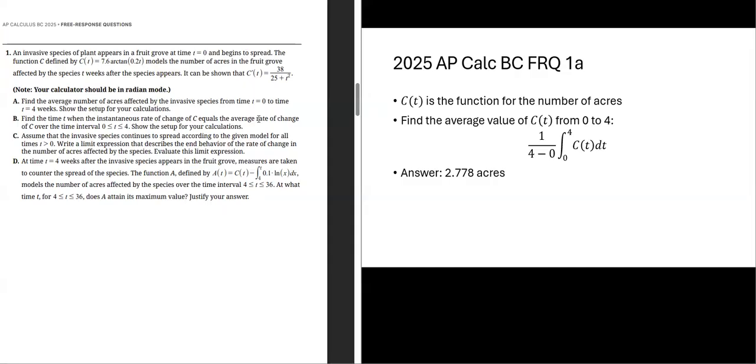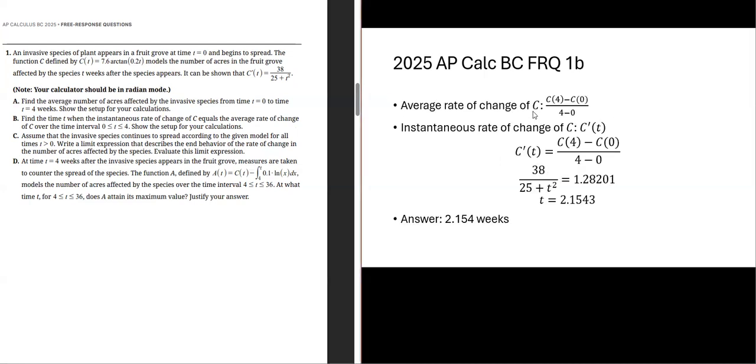Remember, even before you learned derivatives, you probably learned how to find average rate of change. That's just the slope between the 2 points, okay? So average rate of change is C of 4 minus C of 0 over 4 minus 0. As I said, it's the slope between the 2 points, okay? And instantaneous rate of change is C prime. Set them equal to each other because we're interested to find the time t when C prime is equal to the average rate of change, okay?